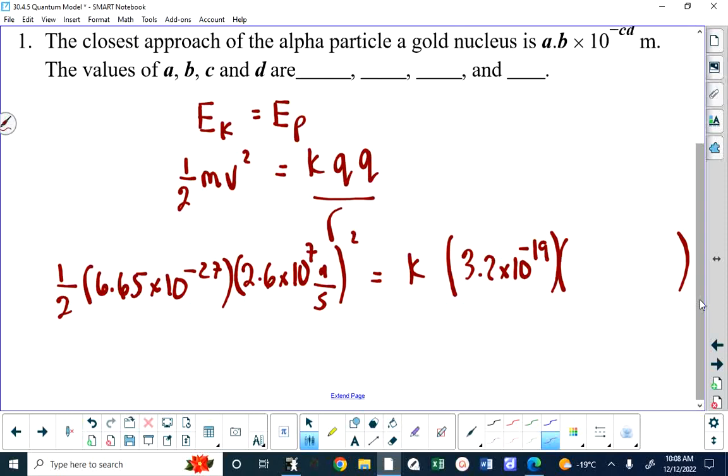79. Gold is atomic number 79, and that means that the charge of the nucleus is 79 elementary charges. It's 79 times 1.6 times 10 to the negative 19, because 79 means there's 79 protons in the nucleus. And the charge on the proton is what gives the nucleus its charge. Over R, so we want to find R.